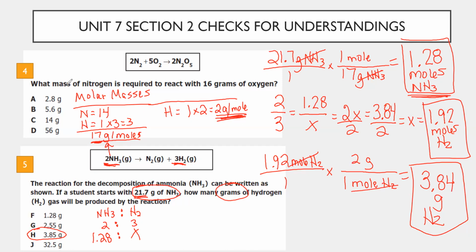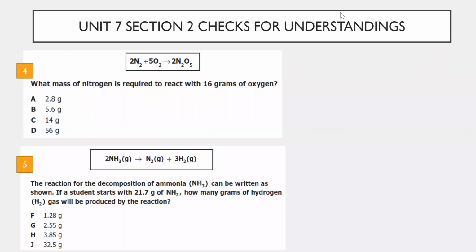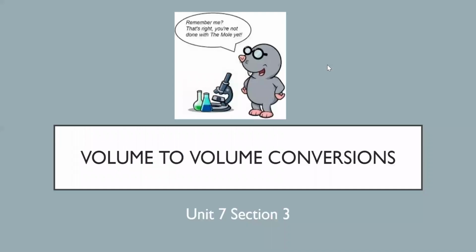All right, I think that might be the last one for this section. Let's take a look. Yep, okay, so that's the last one.